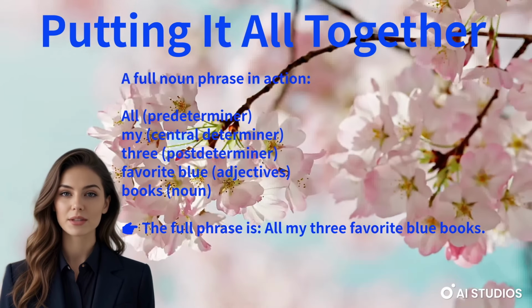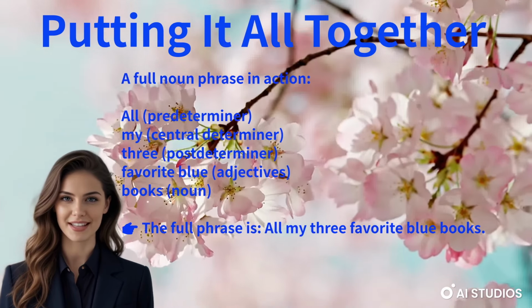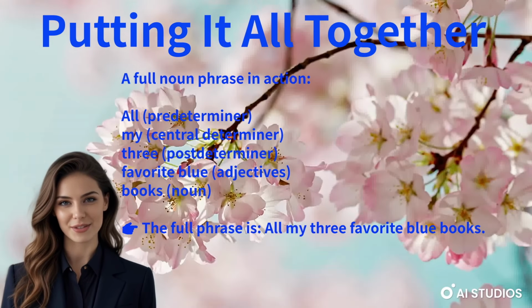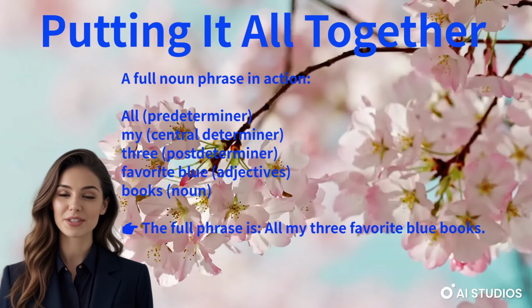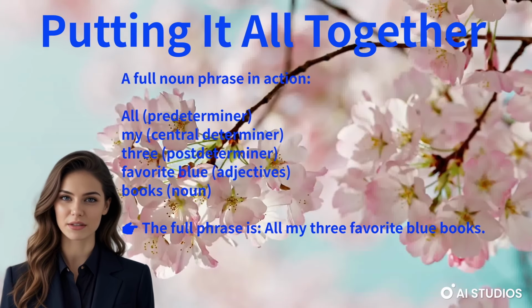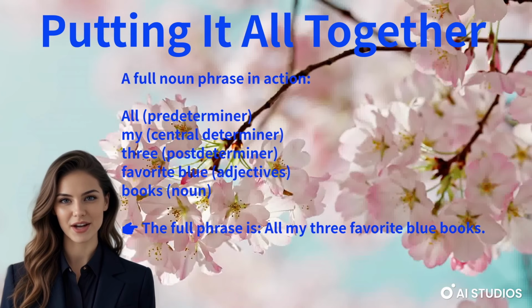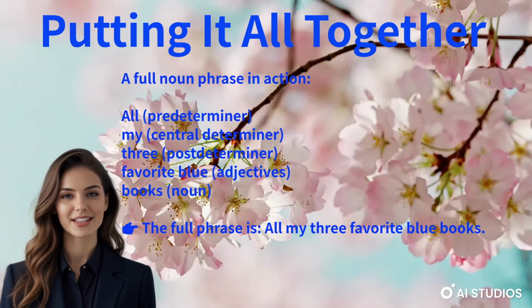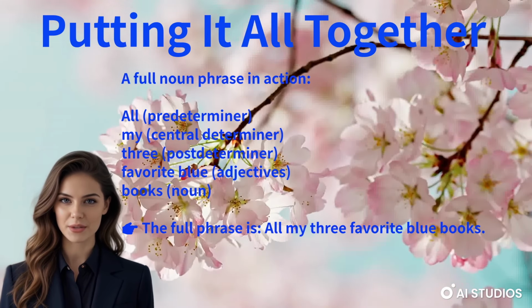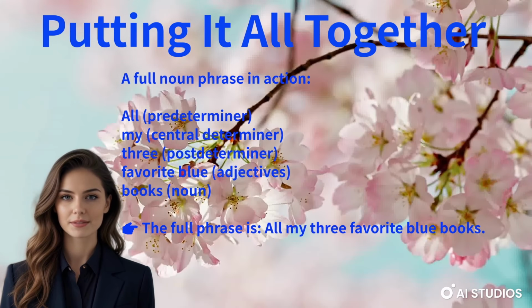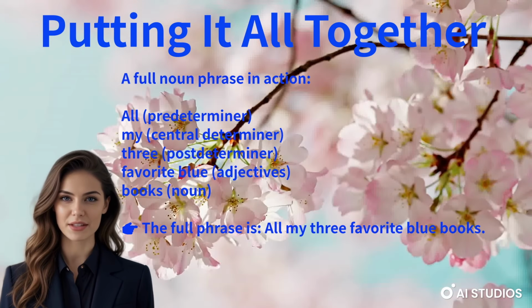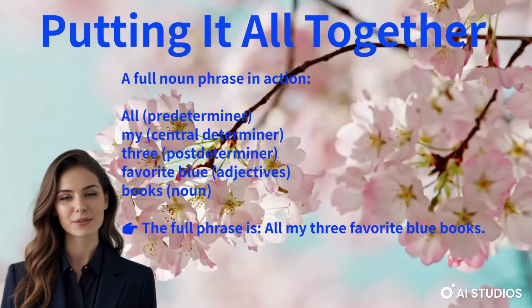Here again, I repeat the typical order in a complex noun phrase: predeterminer plus central determiner plus postdeterminer plus adjectives plus noun. Let's see a full noun phrase in action. All, predeterminer. My, central determiner. 3, postdeterminer. Favorite blue, adjectives. Books, noun. The full phrase is, all my 3 favorite blue books.